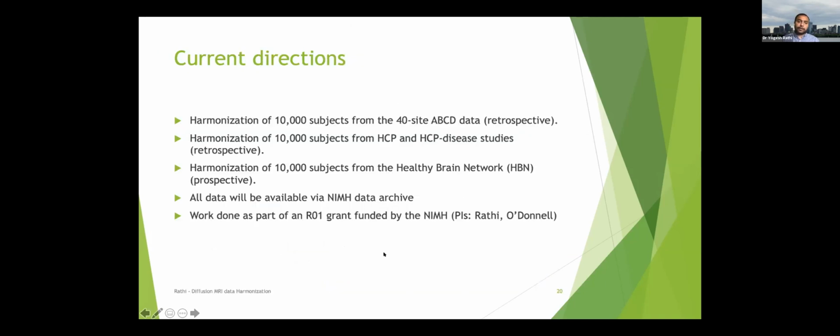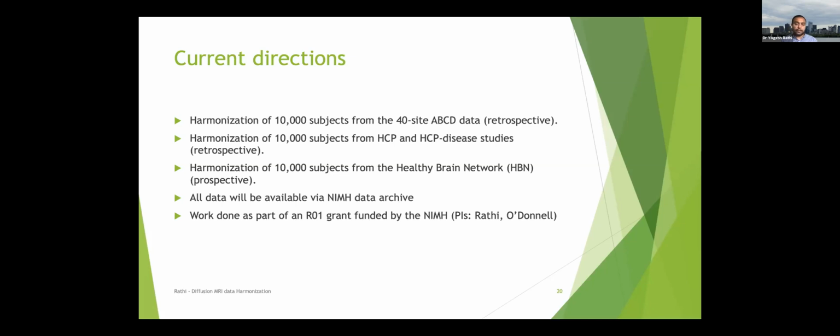So what are our current directions? We are currently harmonizing the ABCD data. It is a retrospective harmonization, more or less, but these are 10,000 plus subjects that were just released by the ABCD study. They are from 40 sites. We are going to harmonize them as part of our R01 grant and deposit them back to the NDA. These are only diffusion MRI data. Then we'll do the same thing with the Human Connectome and the Human Connectome disease subjects.